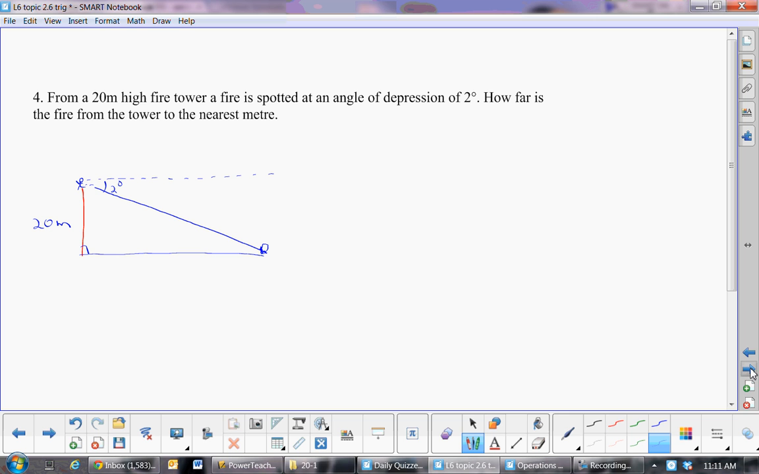Now we want to know how far is the fire. So we're looking for x. Now remember, we can do this. And let's make our own triangle, because this is the same thing. This is x, that's x. And that's 20 meters, right? So how would I find, what is x?